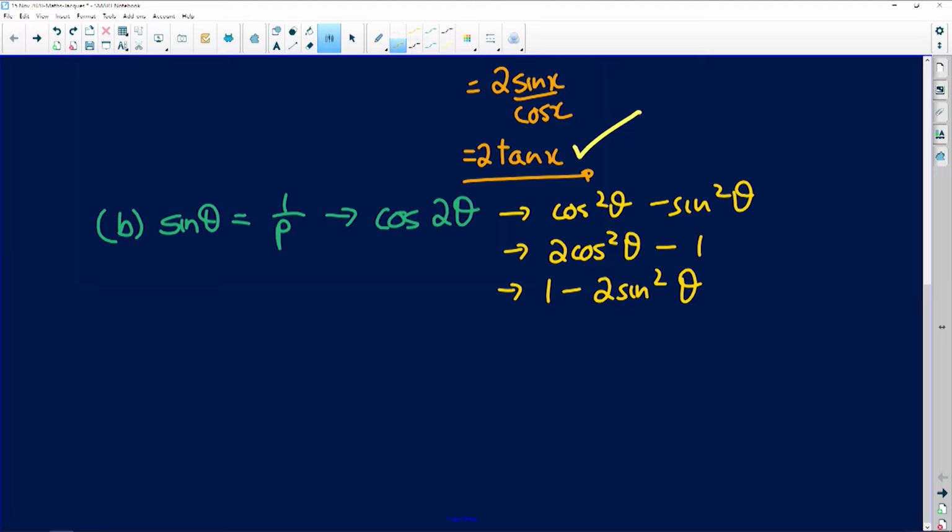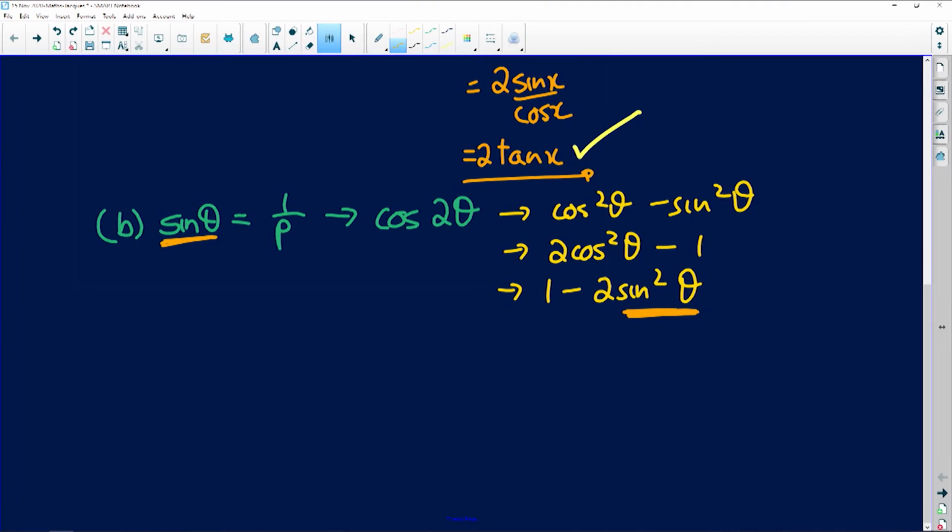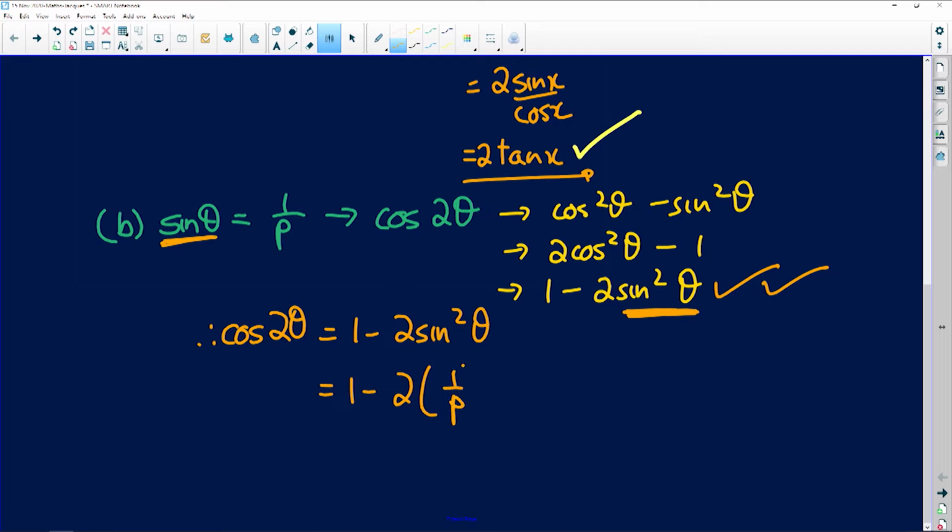And I'm a lazy mathematician. I'm going to use the third one because I have the sine of theta. This was for 3 marks, quite nice. So we chose the third one that has the sine in it. And we're going to say, because we know our work, that the cosine of 2 theta is 1 minus 2 sine squared theta, which is 1 minus 2 times 1 over p, all squared, so 1 minus 2 over p squared.